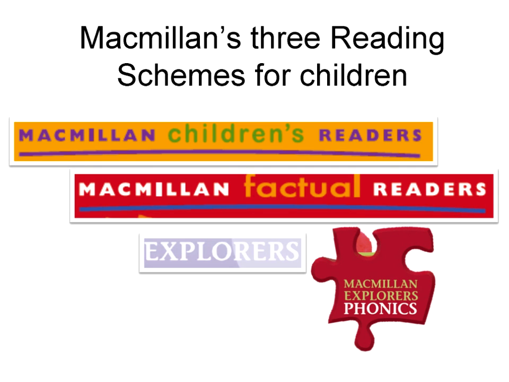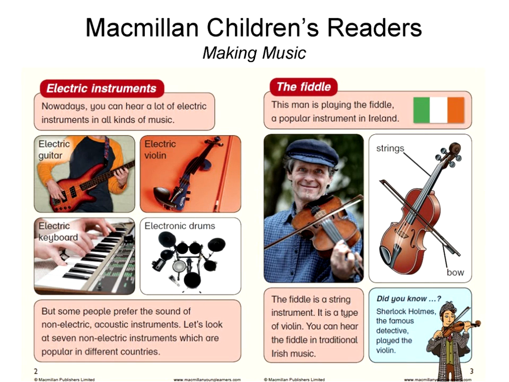So with that in mind, moving on, I'm going to briefly talk about now the three reading schemes that we at Macmillan have available. We've got the Macmillan Children's Readers, which are around about 40 odd titles. We've got the Macmillan Factual Readers, which as of January 2013 will also have 40 titles. And then we also have the Explorers and the Explorers Phonics, which have around 66 titles. Now, they are very, very different types of reading schemes, so just to briefly mention the key elements of each one.